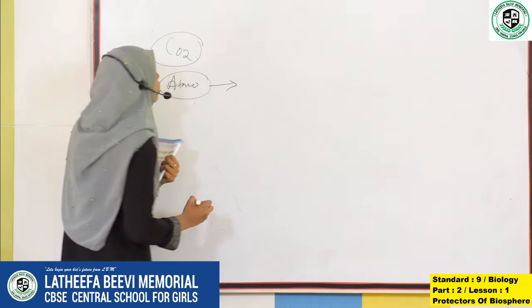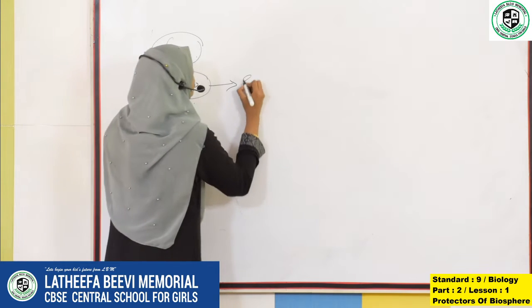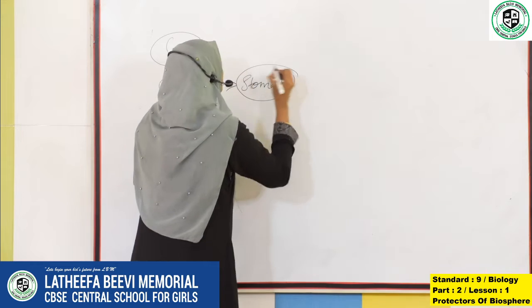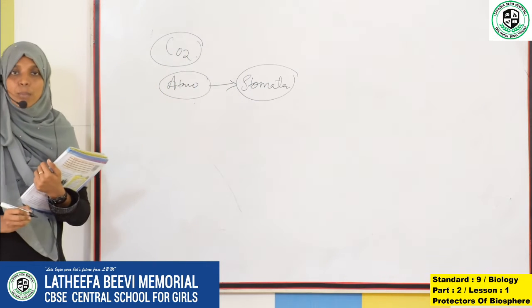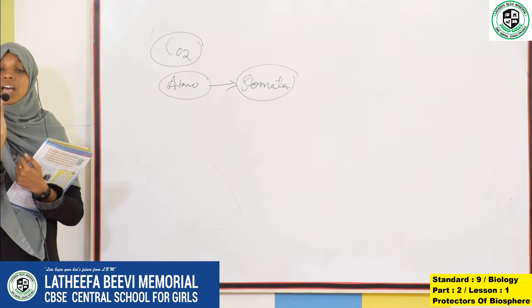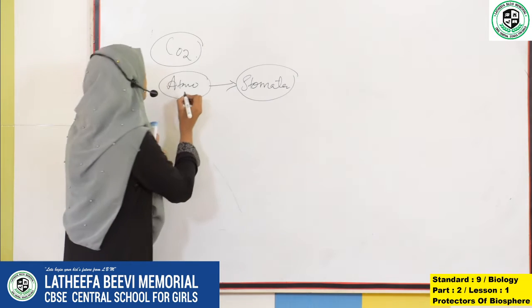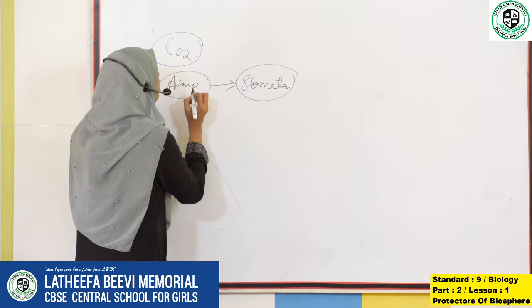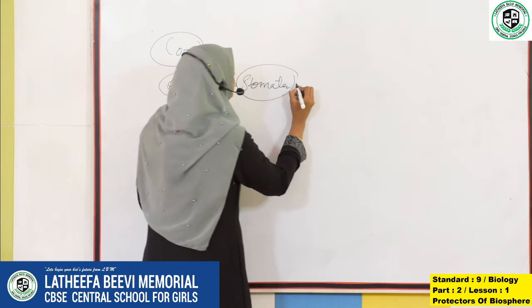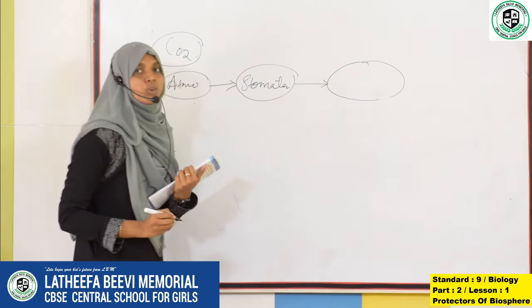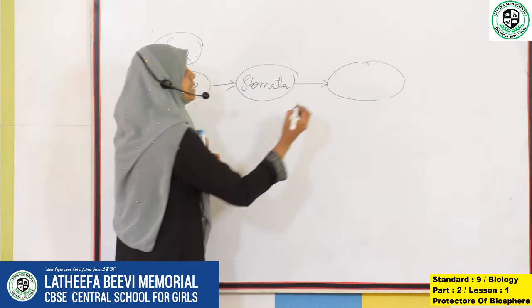where does it go? To stomata. From the atmosphere, carbon dioxide reaches the stomata of the leaves. Stomata are the tiny pores present in the leaves of a plant. From the stomata, where does it reach? It reaches inside the leaves.